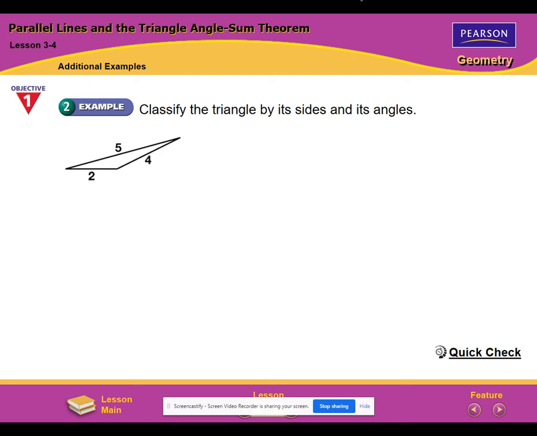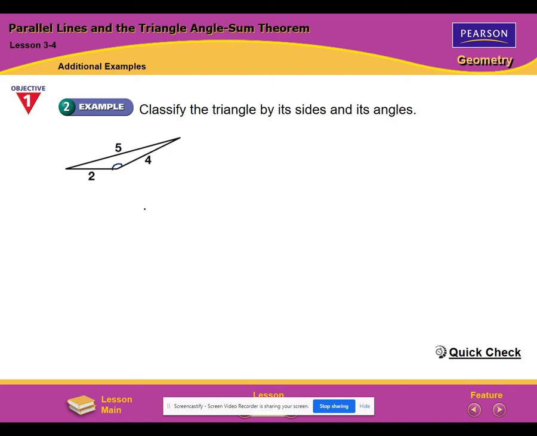I want to use which word first. This would be an obtuse scalene triangle. Obtuse because that angle is clearly more than 90 degrees. Now, I'm not crazy about the kind of problem that says, what does it look like? But this is obvious, right? That's an obtuse angle. So it's an obtuse triangle because it has an obtuse angle.